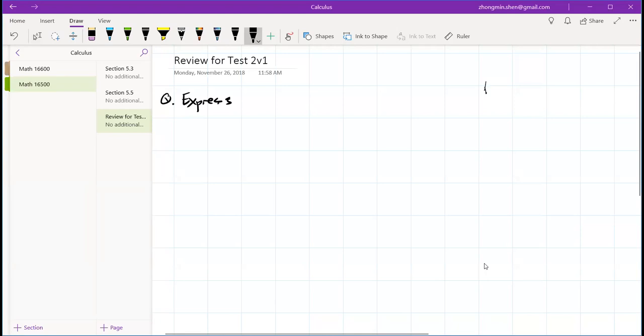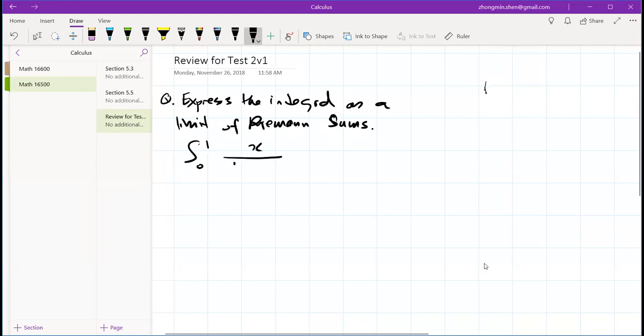Express the integral as a limit of a Riemann sums. Here's the integral from 0 to 1, x over 1 plus x squared dx. Now, when you see the integral, you say, oh, I can use a substitution to evaluate it. I don't want to see the answer, so don't do that.